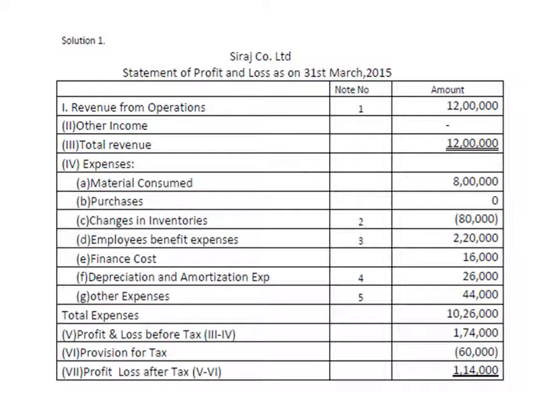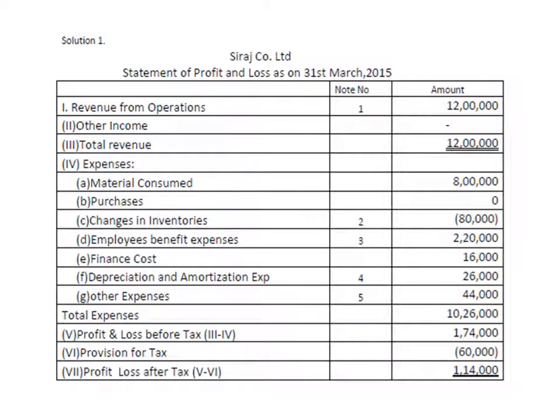Like you see, revenue from operation as per working one, that is sales minus sales return, we have arrived at this amount. Then we have all the expenses, materials consumed as it is, and then changes in inventory. Like I told you, opening stock minus closing stock, that is a negative figure which we have there. That is why we have put them in brackets. Then there is employee benefit expenses. Like I told you, salary, PF contribution and bonus all put together sums up to this amount.